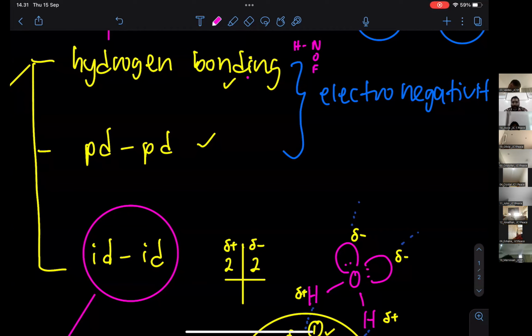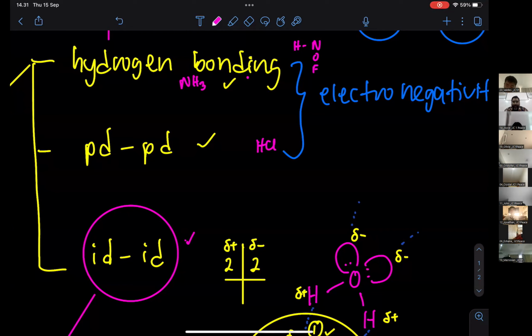Permanent dipole. So it doesn't matter whether it's ammonia having hydrogen bonding, or HCl having PD-PD. Both ammonia and HCl will definitely have ID-ID. But the strength, in comparison to hydrogen bonding and PD-PD, is too low. It's not significant.